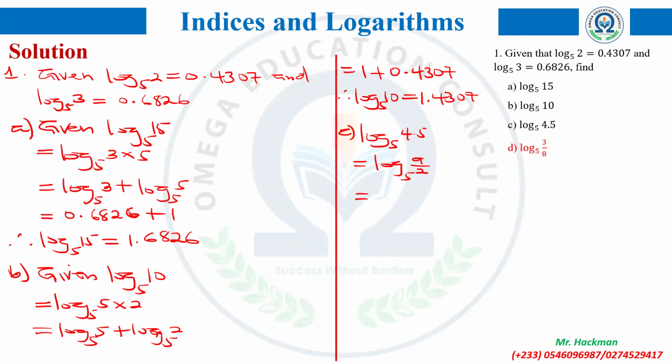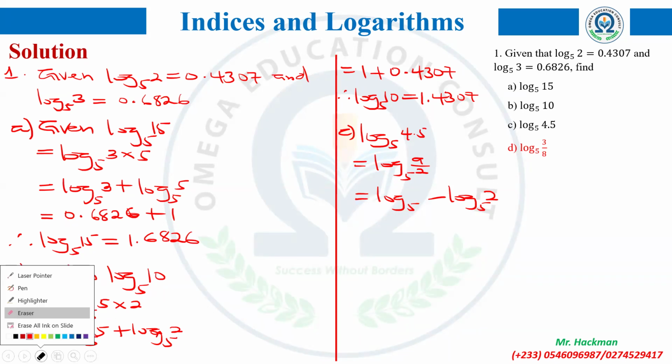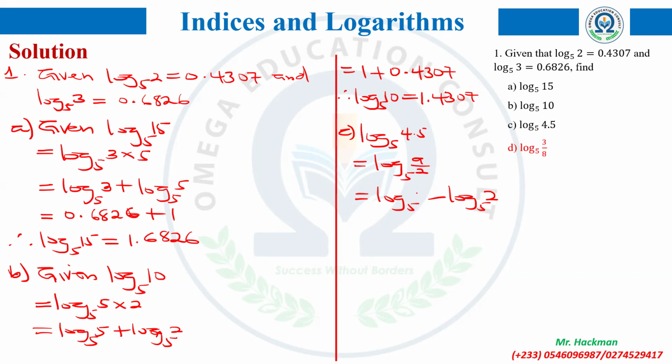So in effect, this is going to give us log to the base 5 of 9 minus log to the base 5 of 2. Do you agree? Okay, very good. Let me clear it and write it well. Now in this case, this 9 here, you can write it as what? As 3 squared. Is that not it?